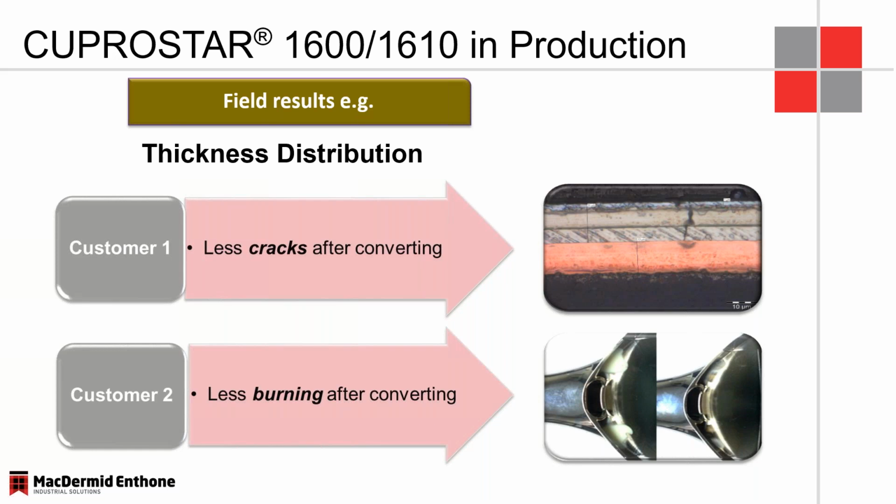One, because of that advanced thickness distribution of these processes, we're able to see fewer cracks after converting to CUPROSTAR, as shown in that first photo, and again, less burning after converting to CUPROSTAR in that second photo from that second customer. So that thickness distribution really is key to being able to operate without defects and really opening up that operating range.